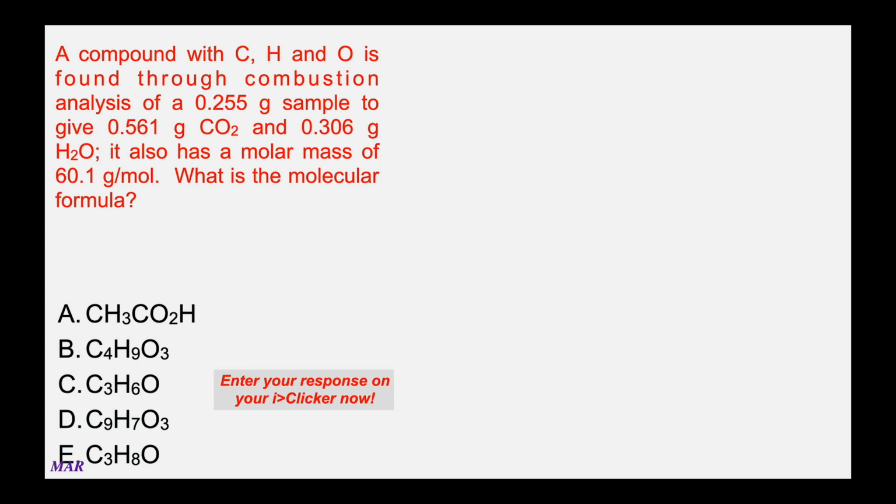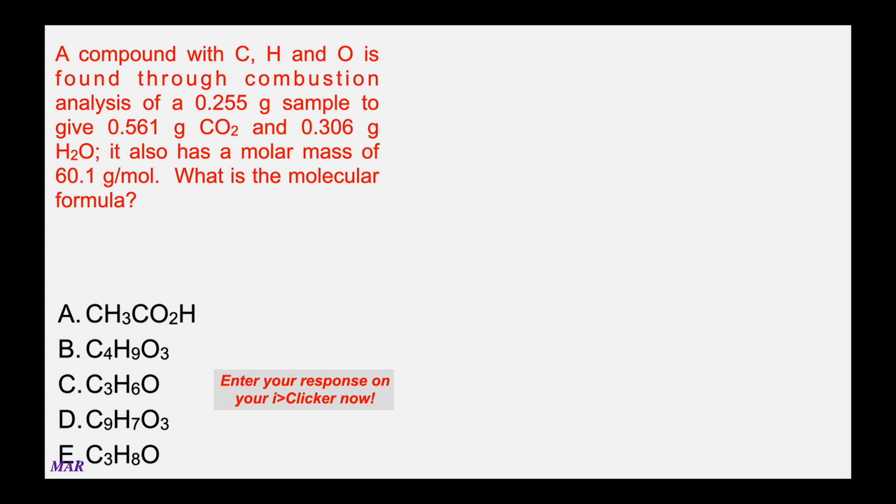I'm going to show you the math here in a second, but here's the game plan. You want to first take grams of CO2, turn them into moles of CO2, and from moles of CO2, it's 1-to-1 with carbon. So you can find moles of carbon that way.